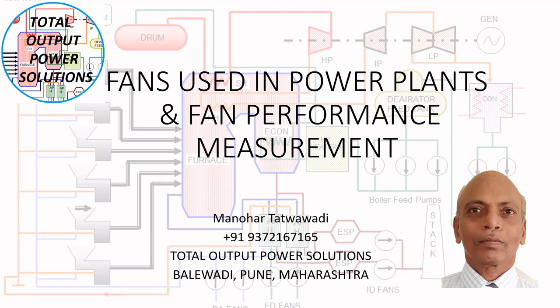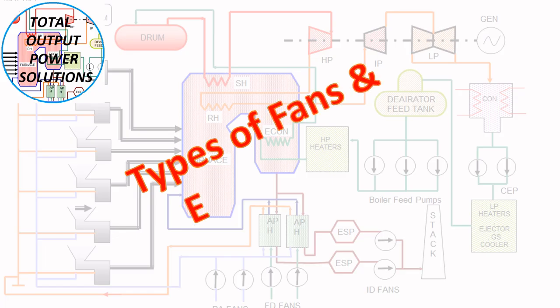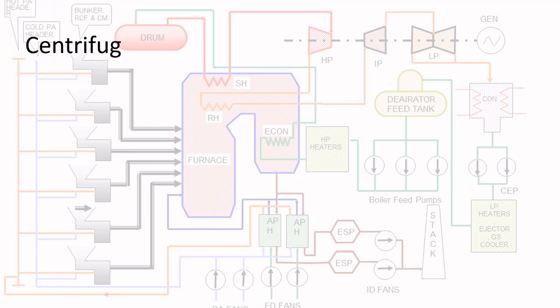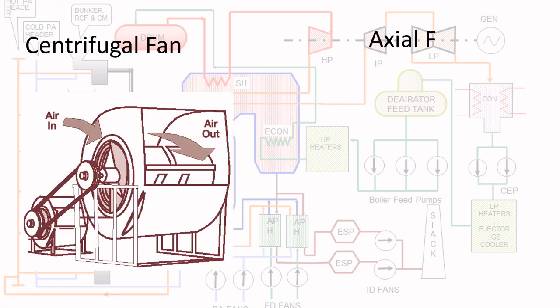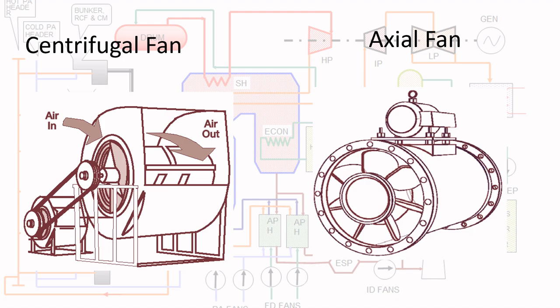We start with the types of fans and their efficiencies. The types of fans used in power plants are centrifugal fans and axial fans. The centrifugal fans you can see here in the picture, the air goes in and out centrifugally, and in the axial fans the input is axial and the outlet is also axial.